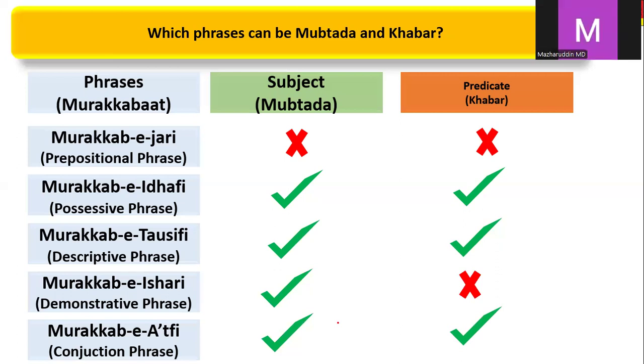So I hope it is clear, and you always remember, if you teach, you should know this rule. Okay. Some intellectual students may ask you, so where should I use murakkabat? So we need to know. So here we are going to learn the first question arising here, that why murakkabe jari can't be mubtada or khabar either.